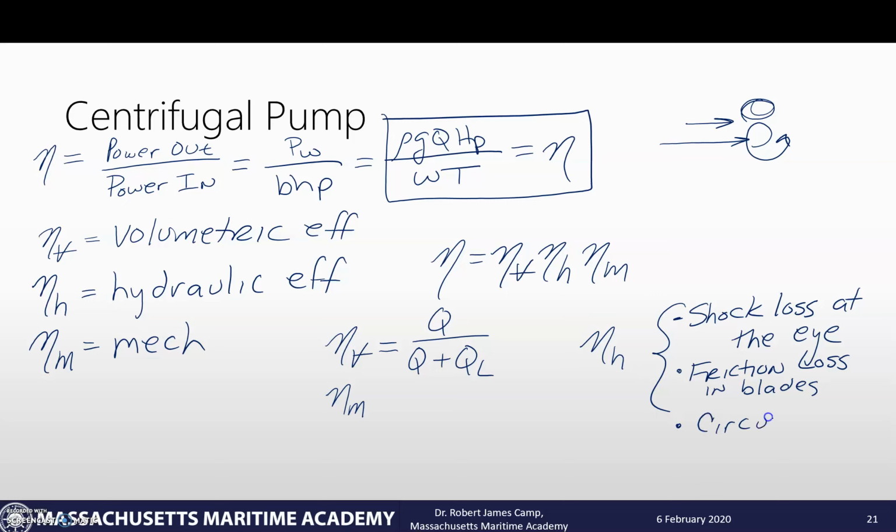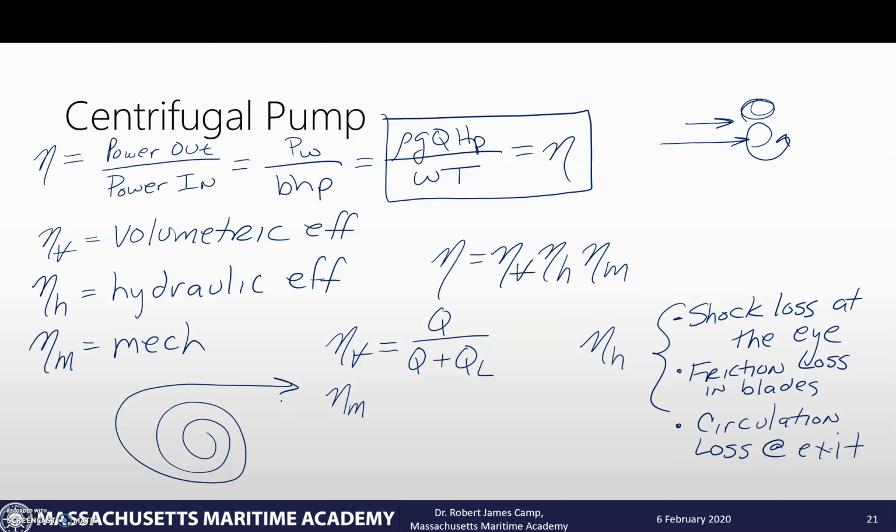And then the last thing we have is circulation loss at the exit. So what circulation loss at the exit is, once again, especially in a centrifugal pump, is it's spinning around and then it goes out. Now, not 100% of that fluid makes it out, because some of it misses and goes back in and starts circulating again until it gets another chance to go out. So we're going to have some small portion of that fluid that's not going to make it out the first time through, and it's going to fill back in and start spinning around again.